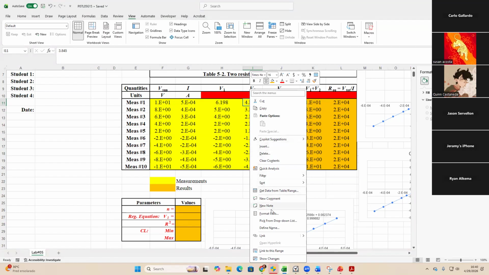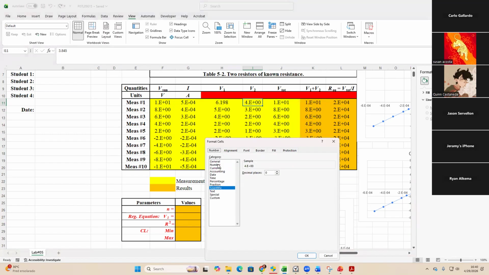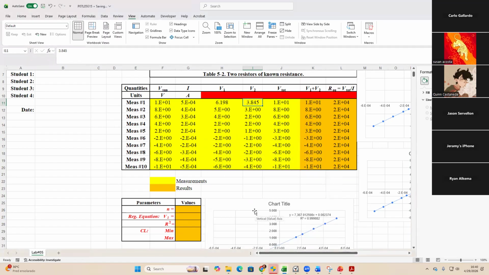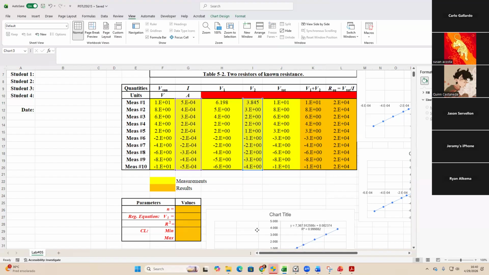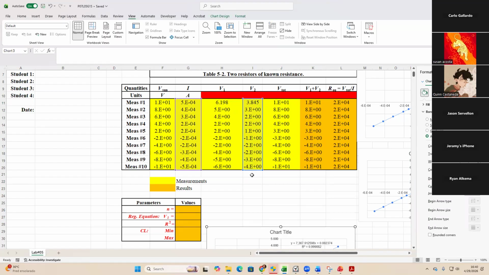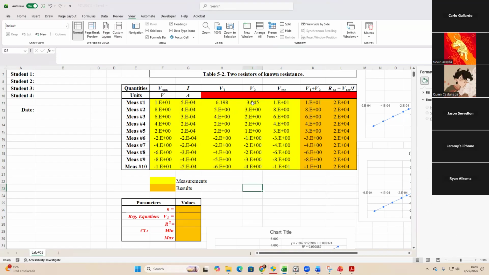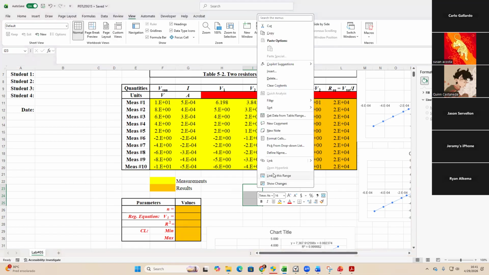Format. Here you go. 3 decimal places as well. 4 significant digits, 3 decimal places. Now you have to do the summation. This one is easy because it has the same number of decimal places. If you didn't have the same number of decimal places, it would be a little bit more difficult.